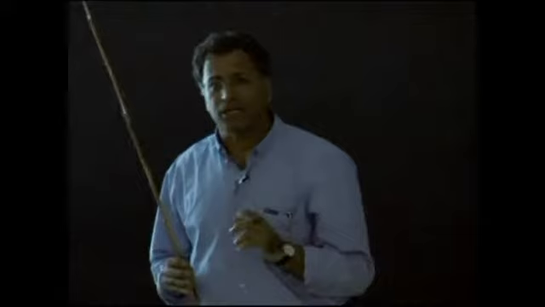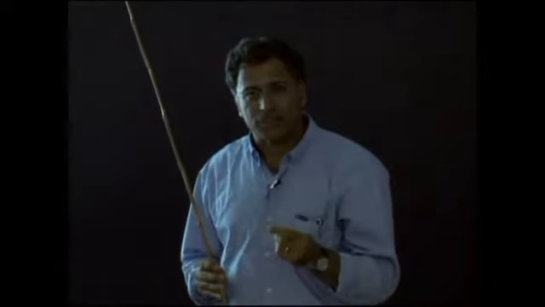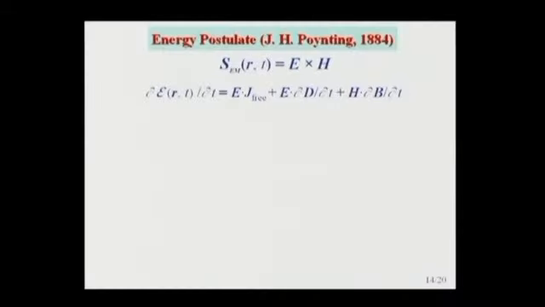But the formula S equals E cross H, the Poynting vector being the product of E and H, is not something that you can derive from Maxwell's equations. Energy is not inherent to Maxwell's equations. It's a separate postulate. It's a new thing. So this has to be postulated. And of course, you can't arbitrarily postulate things. You have to make sure that energy is consistent with the conservation laws.